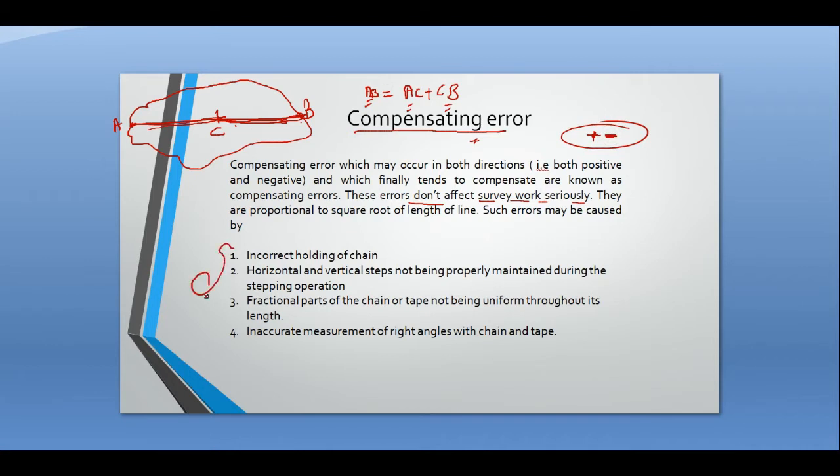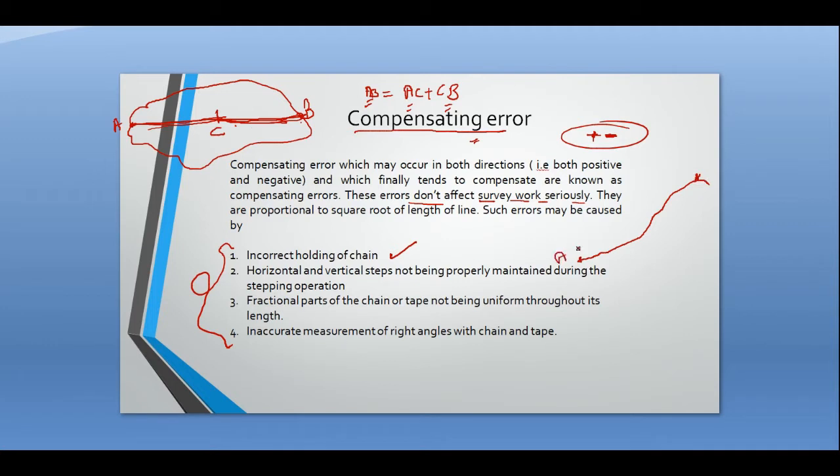What are the conditions in which compensating error can occur? The first one is incorrect holding of a chain. If you are not holding a chain properly, obviously errors can occur. The second one is that horizontal and vertical steps are not properly maintained during the stepping operations. We have discussed that in the previous classes also. If we have a sloping ground, then how do we measure distance? The technique that we use is the stepping method.